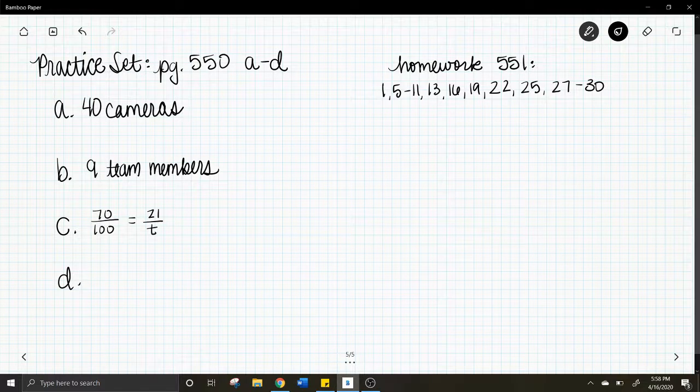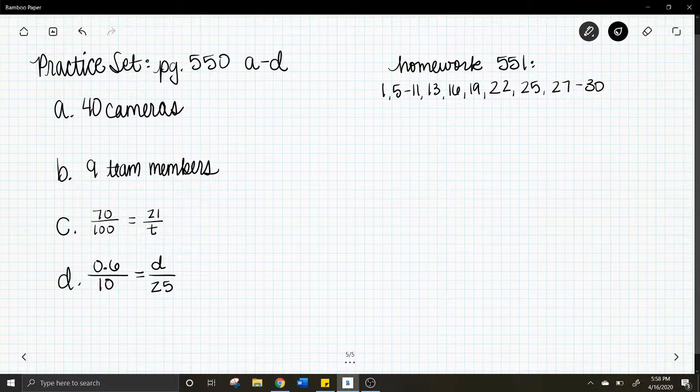Letter D, Joan walked 0.6 miles in 10 minutes. How far can she walk in 25 minutes at that rate? All right, so that's a really good question. Write and solve a proportion. So this one I'll just go over right away. If she can walk 0.6 miles per 10 minutes, how far can she walk in 25 minutes?